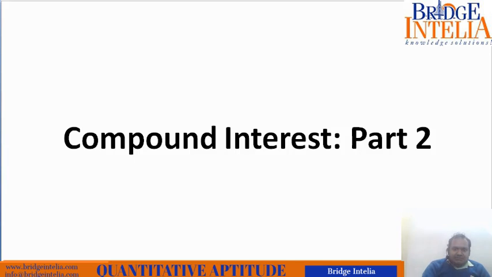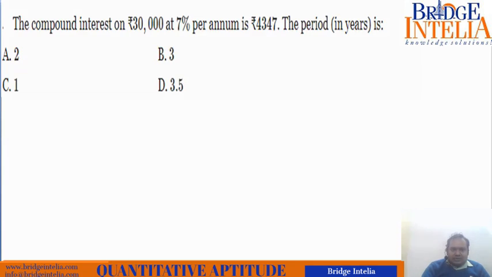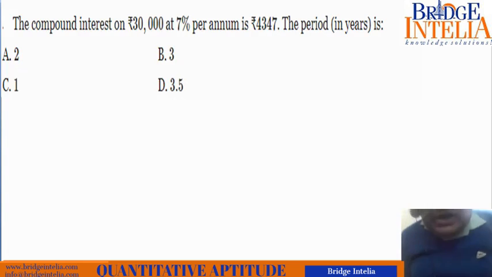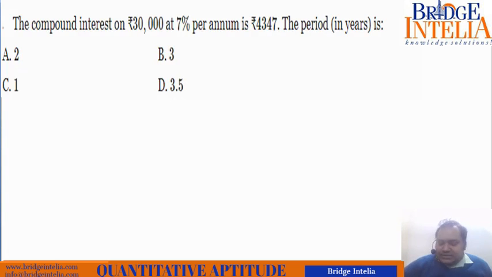So now let's see the remaining pattern of questions, because we have broken this entire chapter into patterns. So here is the next one. The compound interest on 30,000 at 7% per annum is this much.